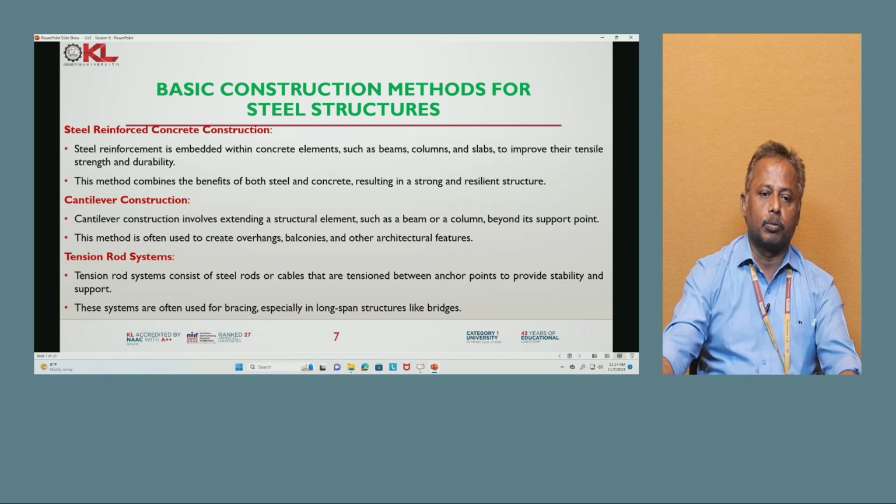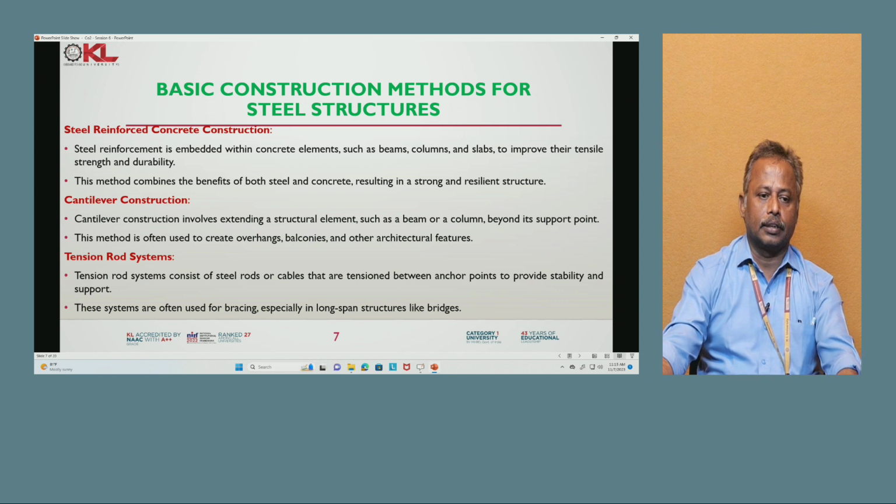Next, steel reinforced concrete construction. Steel reinforcement is embedded within concrete elements like beams, columns and slabs to improve their tensile strength and durability. This method combines the benefits of both steel and concrete, resulting in strong and resilient structures.